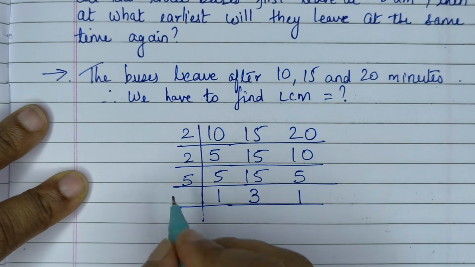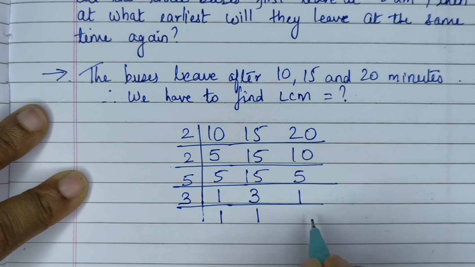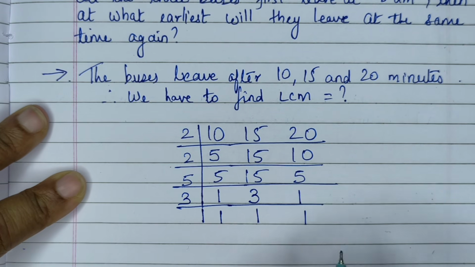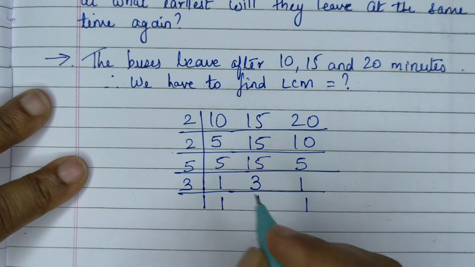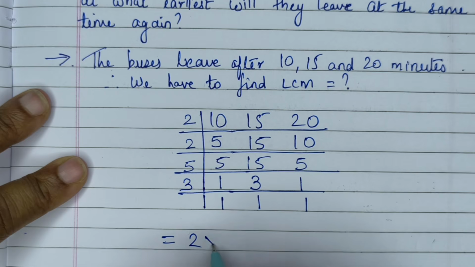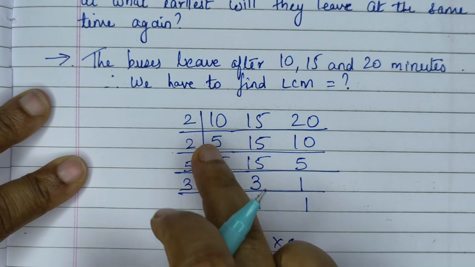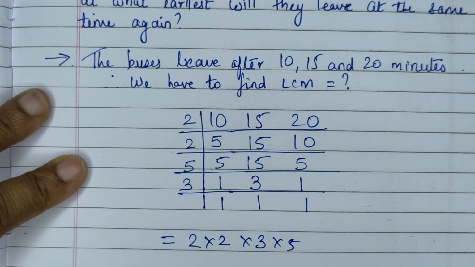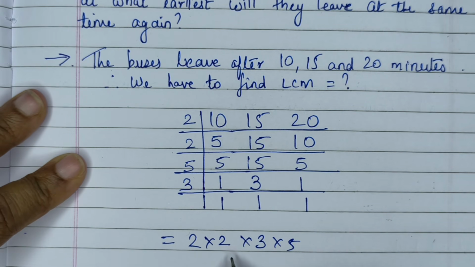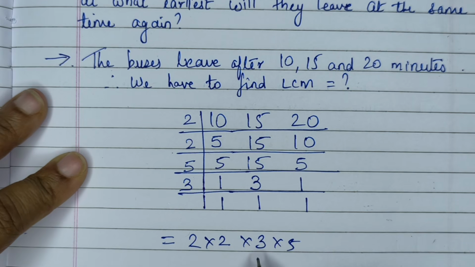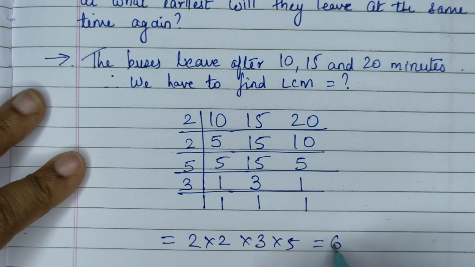Now see, 3 is remaining here. So 3 1s are 3. Bring this 1 down. Now see here, what we get is 2 into 2 into 3 into 5. Understood till here? So 2 2s are 4, 4 3s are 12, 12 5s are 60. Understood? 2 2s are 4, 4 3s are 12, 12 5s are 60. So what we get? 60.